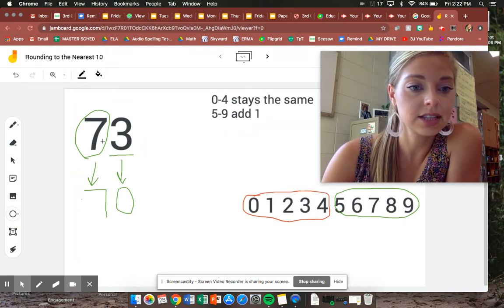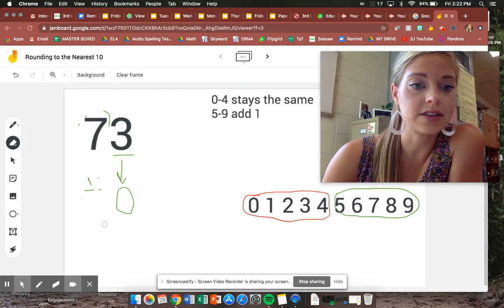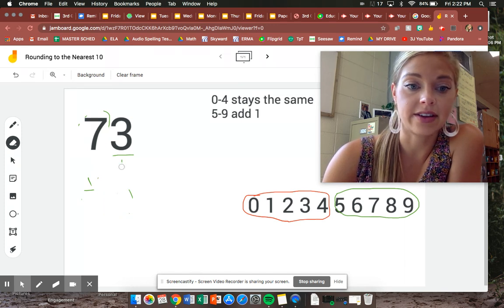Awesome. Let's do another one. Just gonna erase this. So 73 rounded to the nearest 10 is 70. Okay, that's what we just figured out. So let's do another one, and I'll give you a chance to do one on your own.